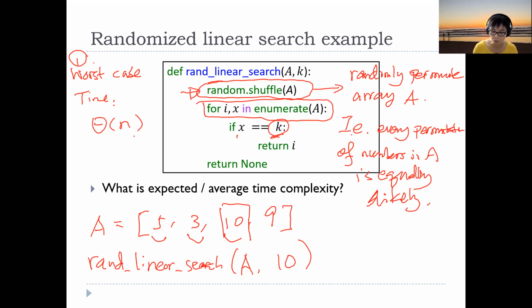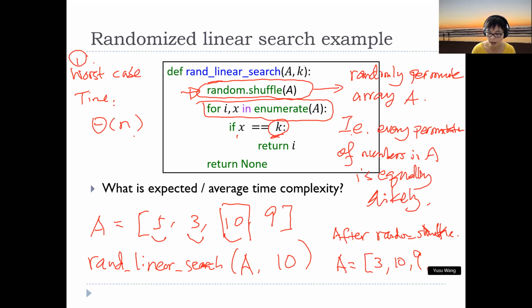Okay, so let's call this once, and when I randomly permute, it could be anything. Let's say that after the random shuffle, my A now becomes 3, 10, 9, 5. If this is the case, then when I run the algorithm, 10 will be found in the second try. So after 2 steps, we found 10. So if I random shuffle, in this case, it takes time too.